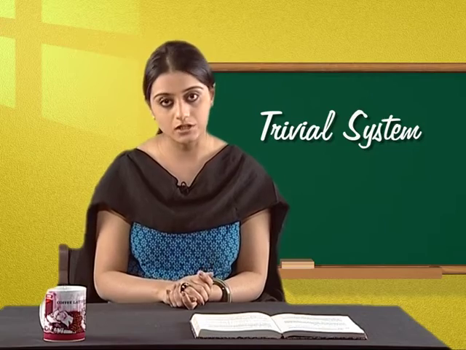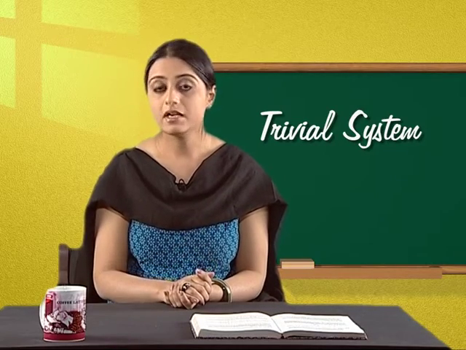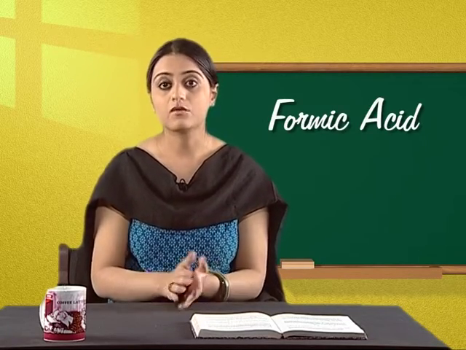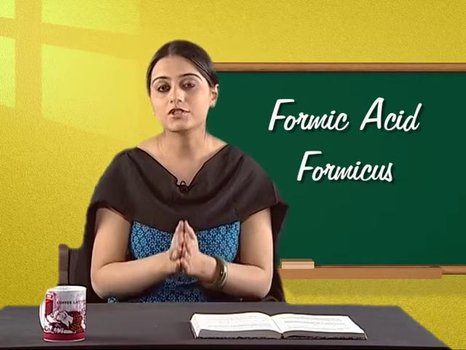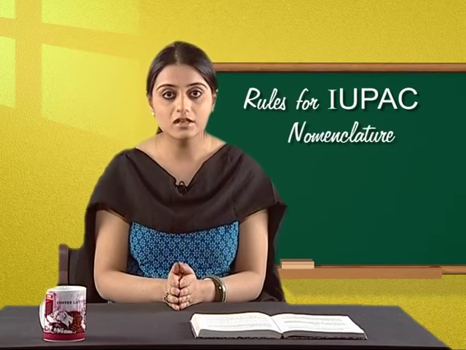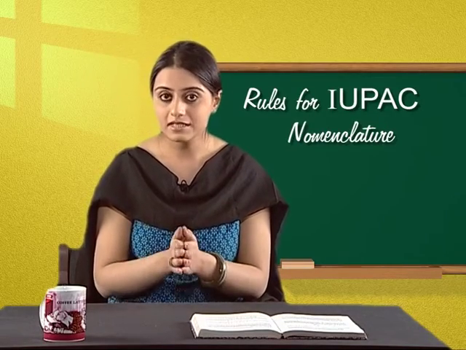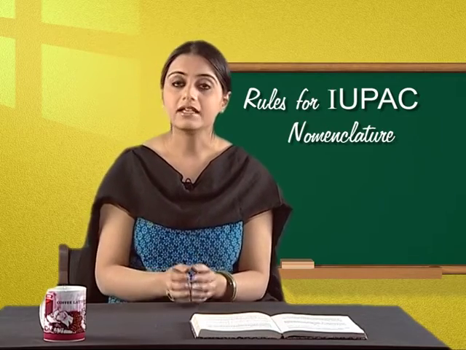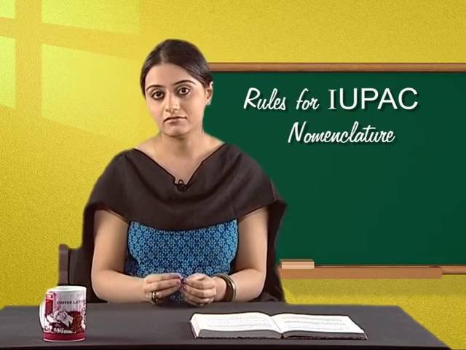Earlier trivial system for naming the organic compounds was used. As per this system, names derived were known as trivial names. For example, formic acid was derived from formicus because the compound was obtained from red ants. The liquid obtained from the destructive distillation of wood was named as methyl alcohol. The acid obtained from vinegar is known as acetic acid. The acid obtained from oxalis plant is known as oxalic acid.